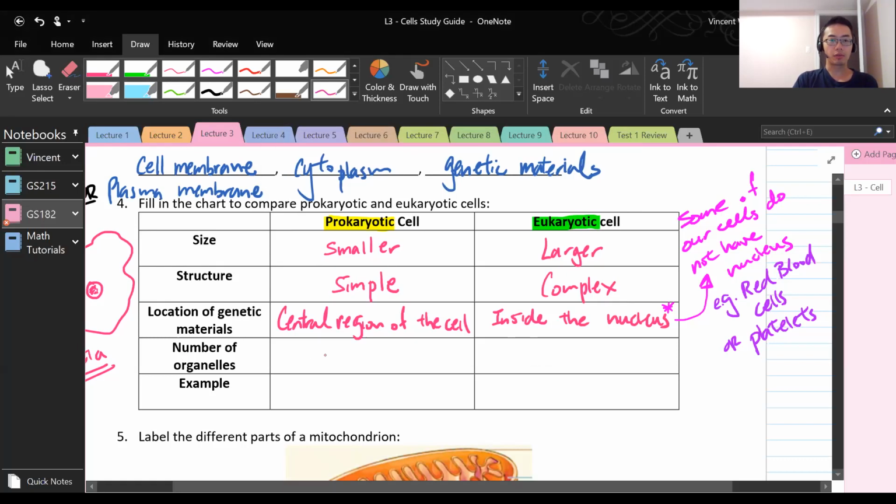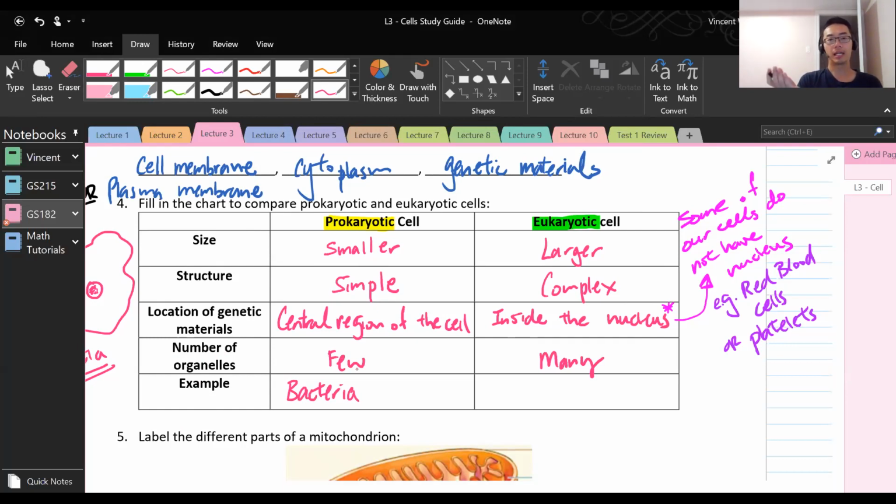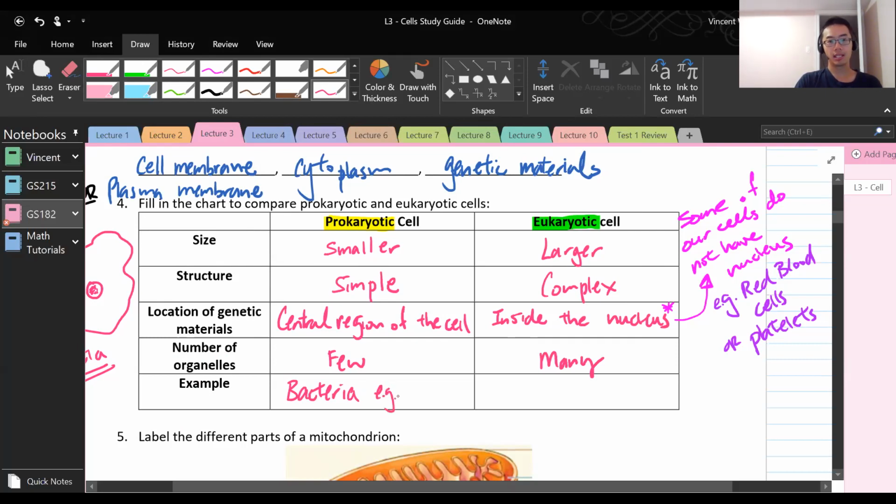Number of organelles, few, okay? Just a few. And eukaryotes, they have many. So examples of prokaryotic cells would be things like bacteria. Okay, and there are many different bacteria out there. Some that you might have heard of include things like E. coli, right?